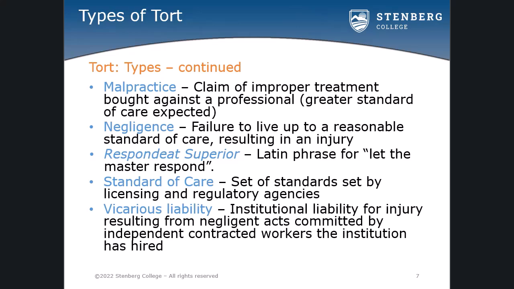And finally, vicarious liability is institutional liability for injury resulting from negligent acts committed by independent workers hired by the institution under contract. So the hospital is not free of liability if a patient dies from a hospital-acquired infection, even if the hospital contracted an outside company to do the cleaning or hired an independent MLA to draw the blood.